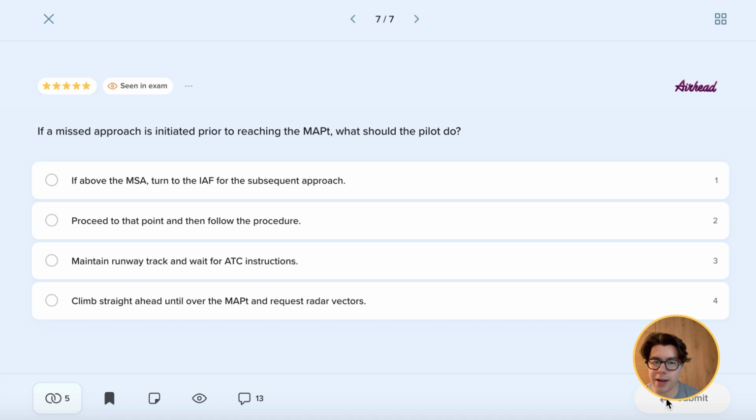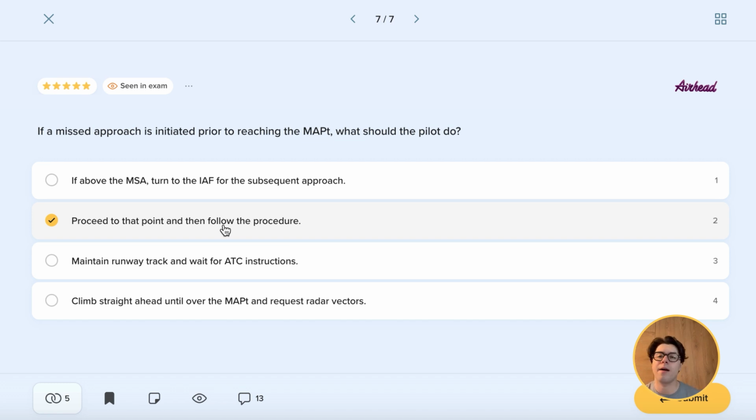And now for the last question, number 7. If a missed approach is initiated prior to reaching the missed approach point, what should the pilot do? And of course, the correct answer here will be proceed to that point and follow the procedure. So actually, the missed approach point is something that we will use if we fly, in most cases, non-precision 2D approach. It is something that used to be very relevant when doing the dive and drive approaches, meaning first you descend to your MDA and then you continuously fly level until the missed approach point. And then if you see the runway, you land. And if you do not see the runway by missed approach point, you simply go around.